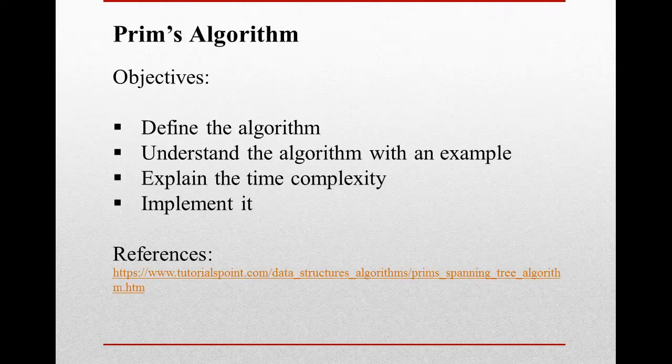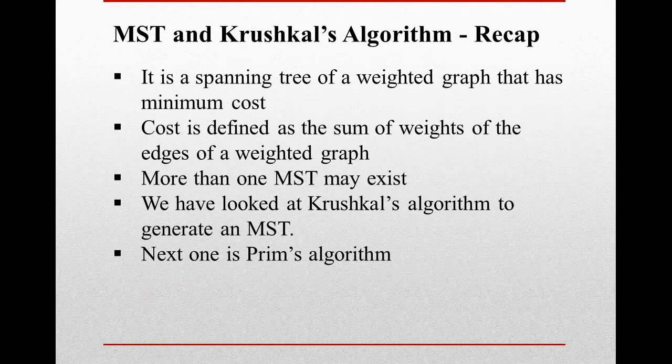So the objective of this session is to define Prim's algorithm. The sequence of steps have to be defined, followed by an understanding of the algorithm with an example. So we take a graph and then we go through the steps of the algorithm to understand how it works, how it generates a minimum spanning tree. Then we look at the time complexity part, and finally we'll conclude with an implementation of it. And the reference is given below here, so you can have a look at it to understand more details of this particular algorithm.